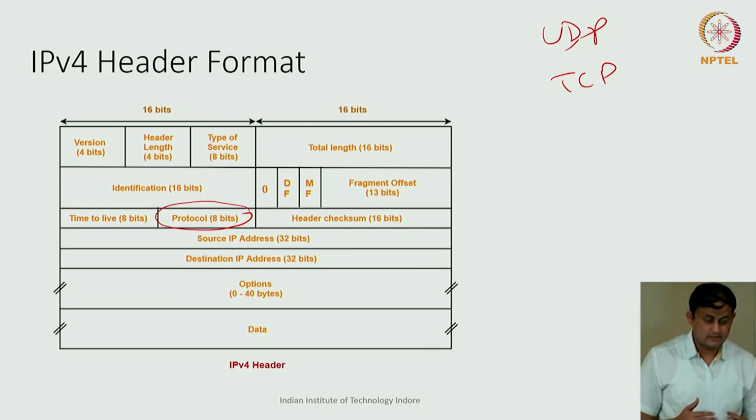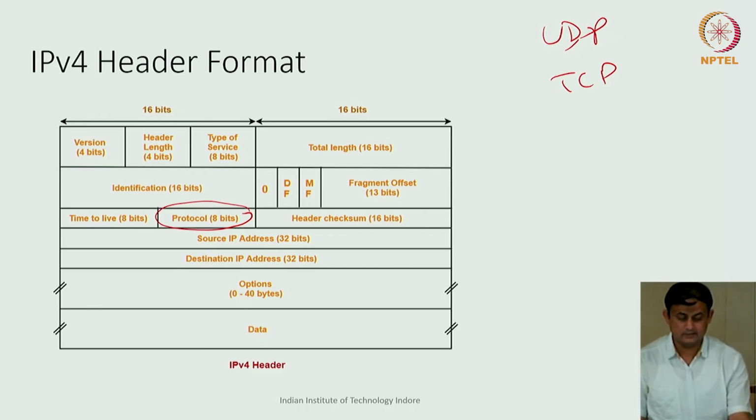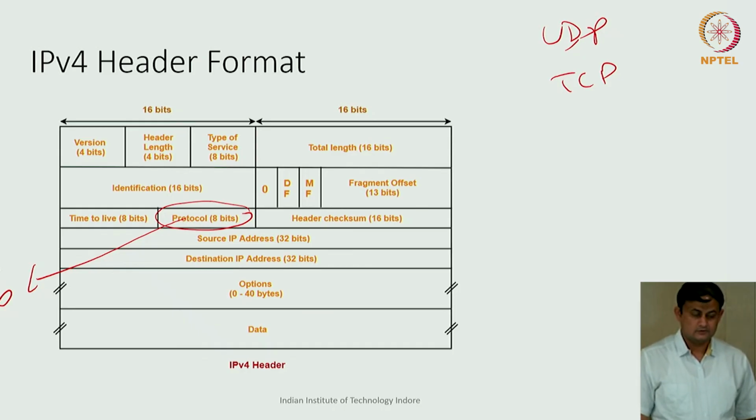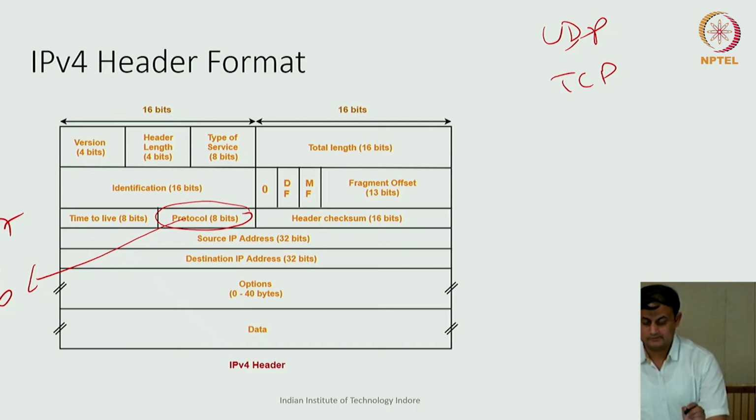At the upper layer, which application or transport layer service, which protocol is actually giving the data to the IP or network layer, is what is identified. This is typically done by putting a number. If it is TCP, then the value 6 is written in this field. If it is UDP, then the number 17 is written.